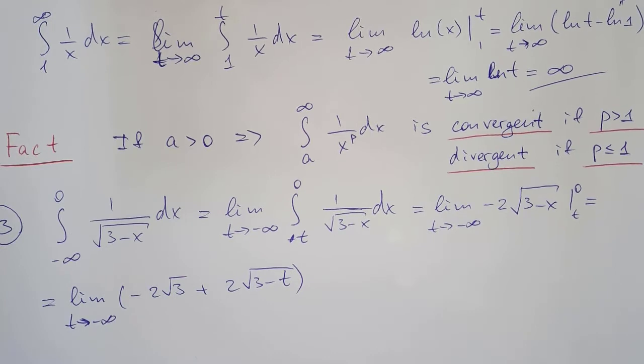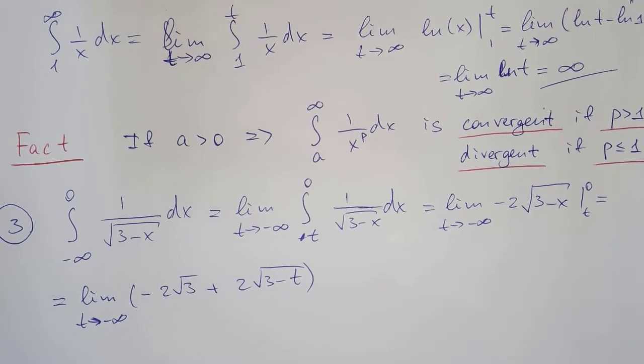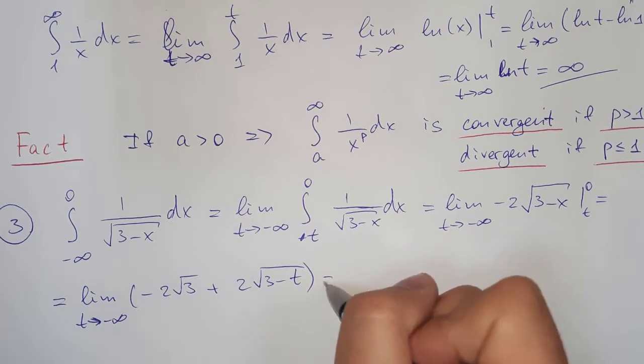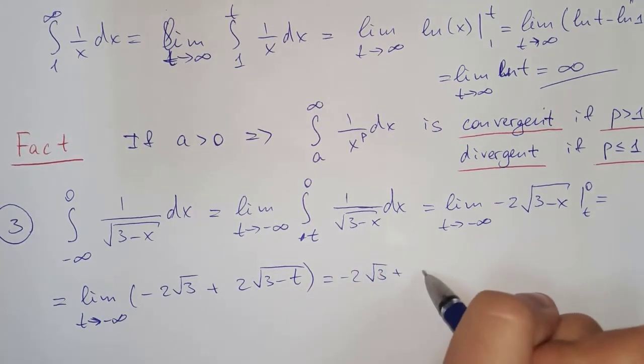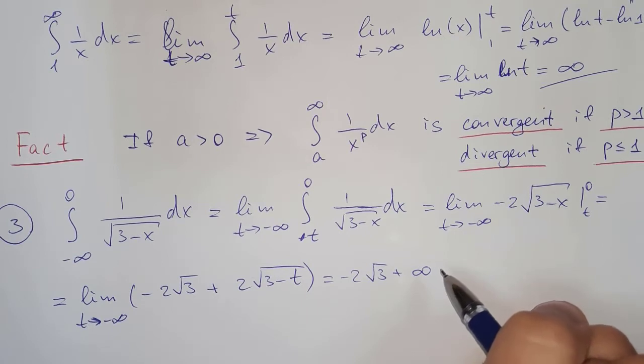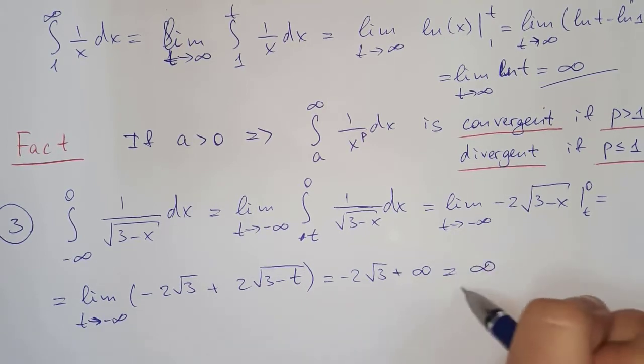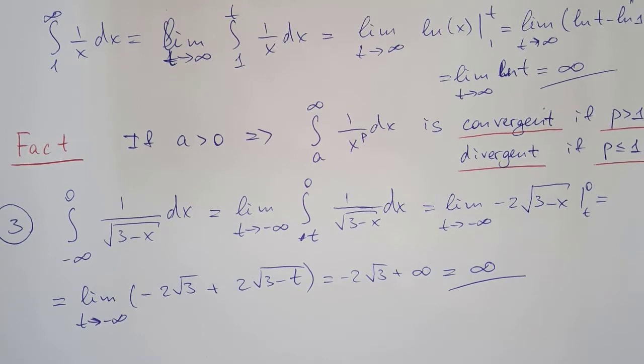So now t tends to minus infinity. This is plus in the middle, so it will be minus 2 square root of 3 plus infinity, so it's just infinity. So the limit is infinite and so our integral is divergent.